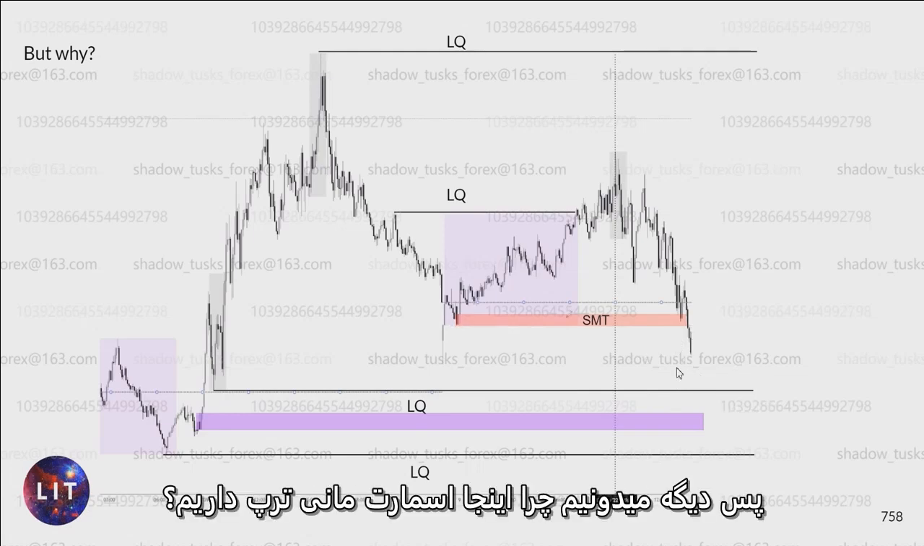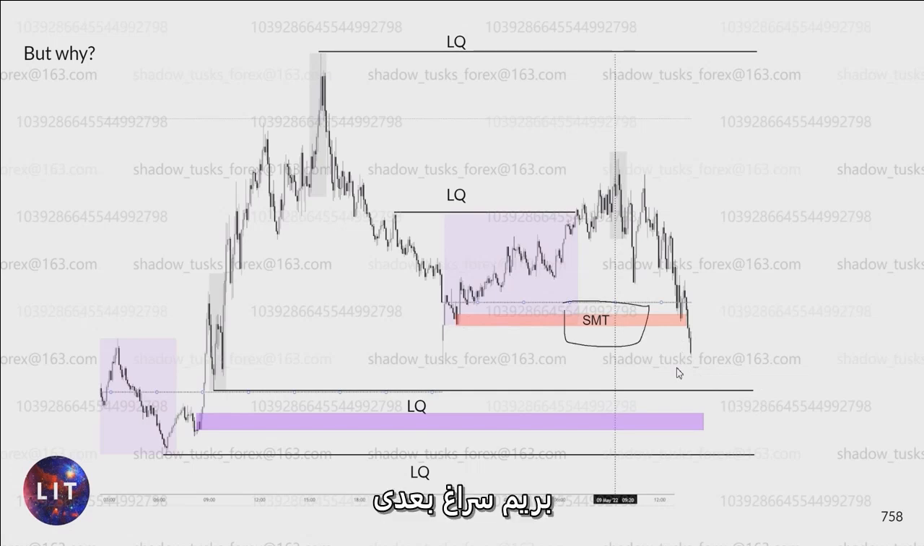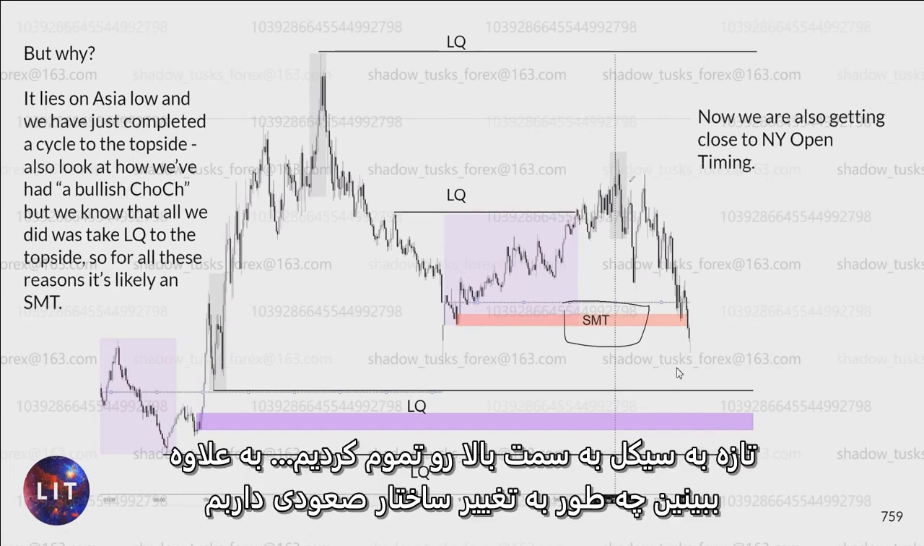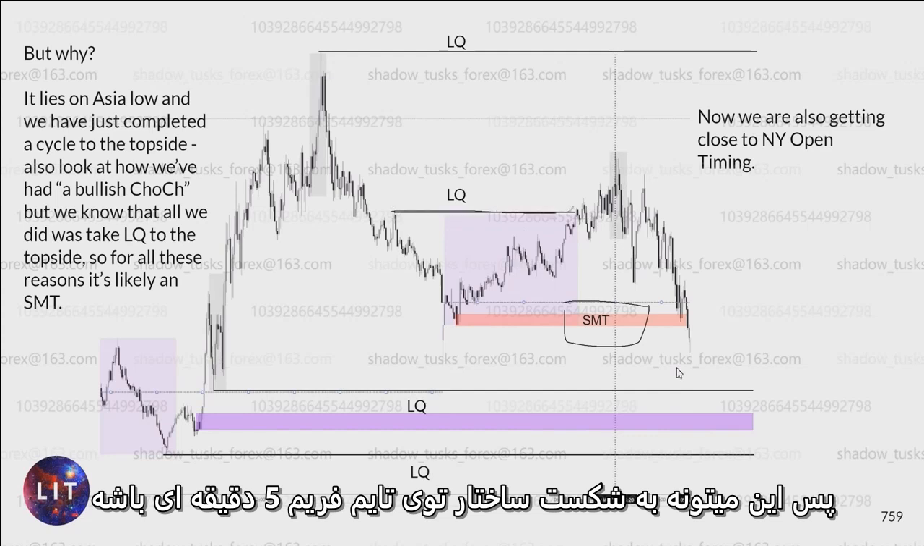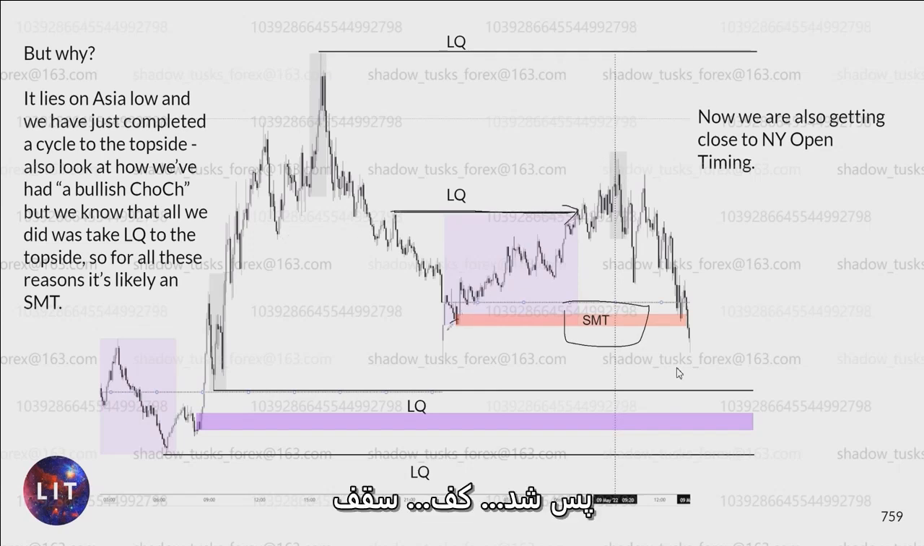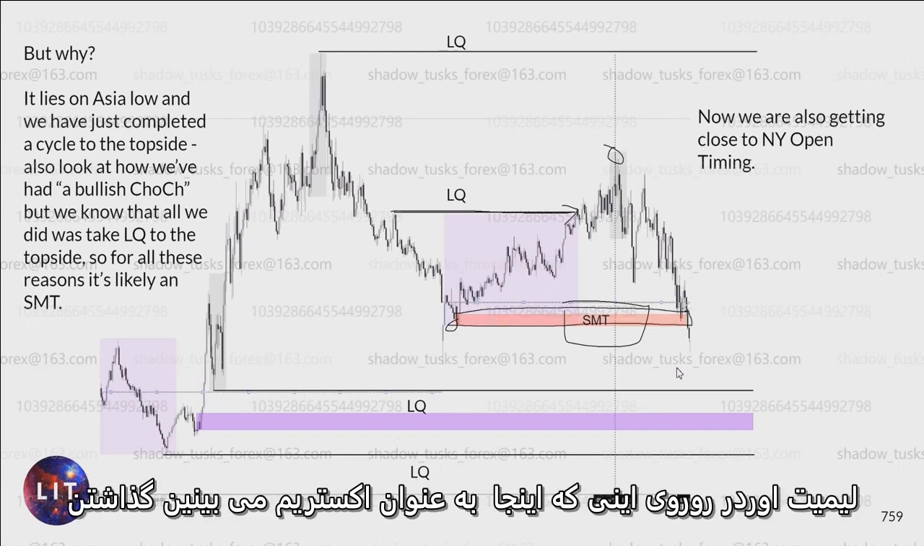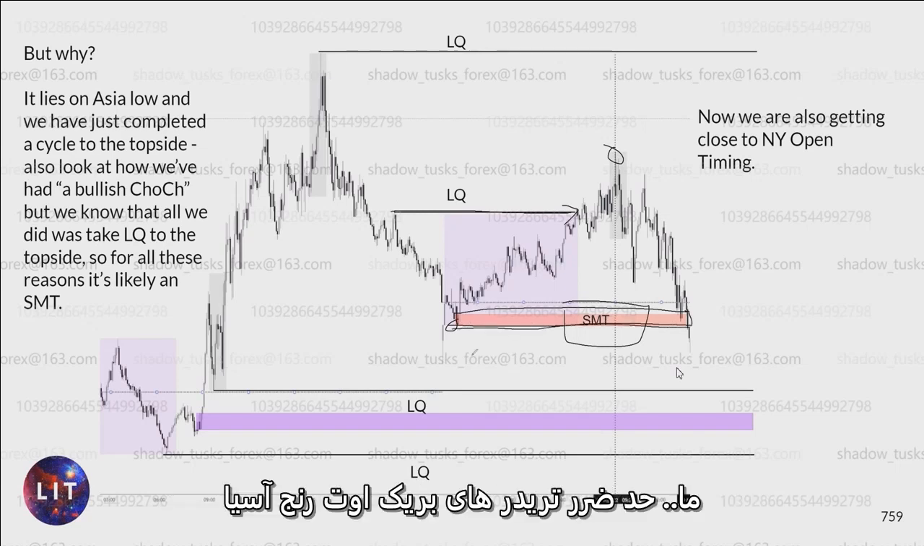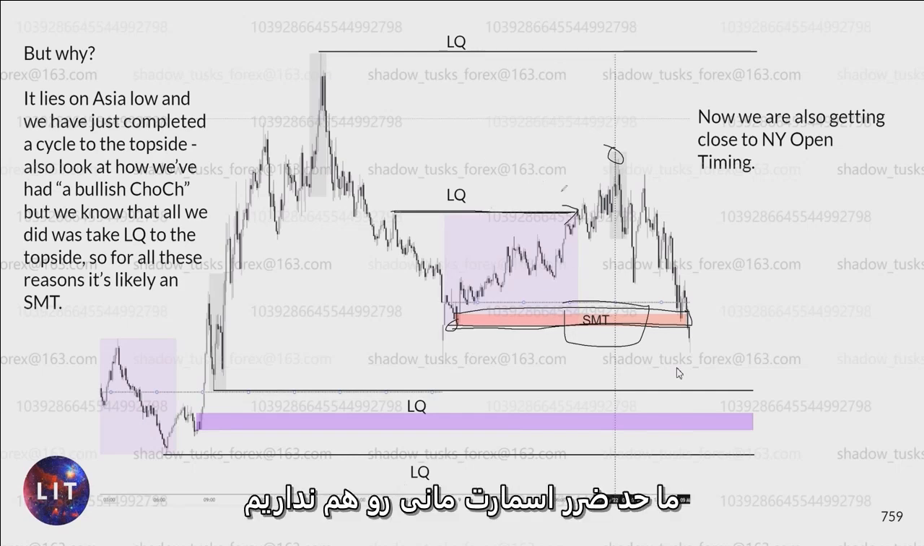All right, so we understand why this is a smart money trap. Perfect. So let's go next. Like we said, it lies on Asia low. We've just completed a cycle to the top side, and also look how we've had a bullish change of character. So this would be possible M5 break of structure. So low, high. You're also going to have people setting their limits on this, seeing that as the extreme. So you've not just got SLs here due to breakout traders, you've also got Asia breakout traders. You've also got SLs here due to smart money.